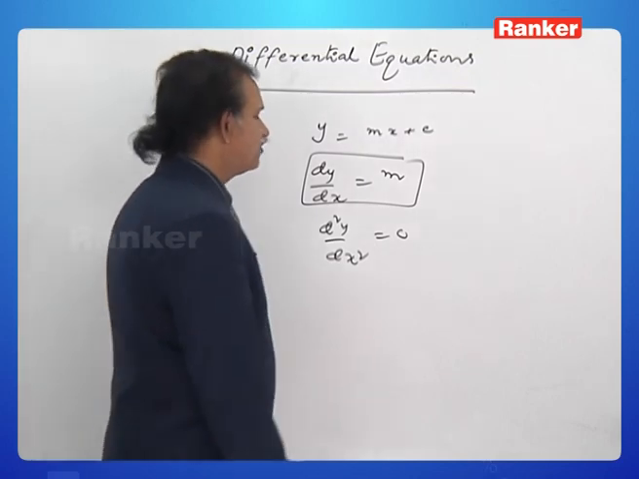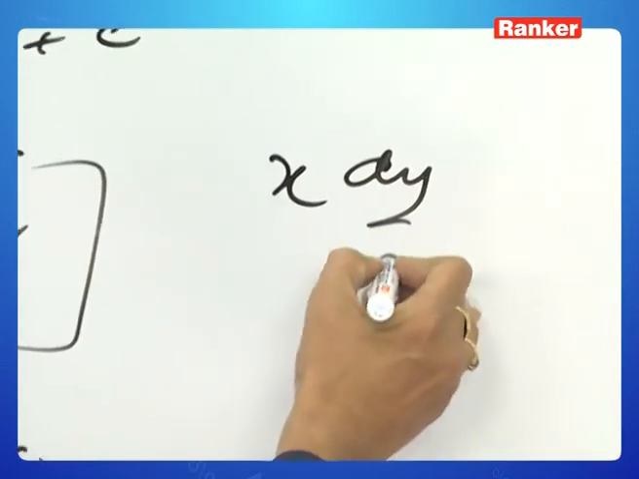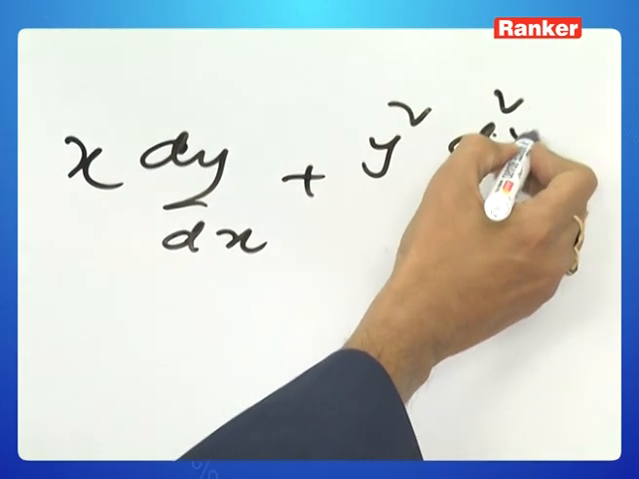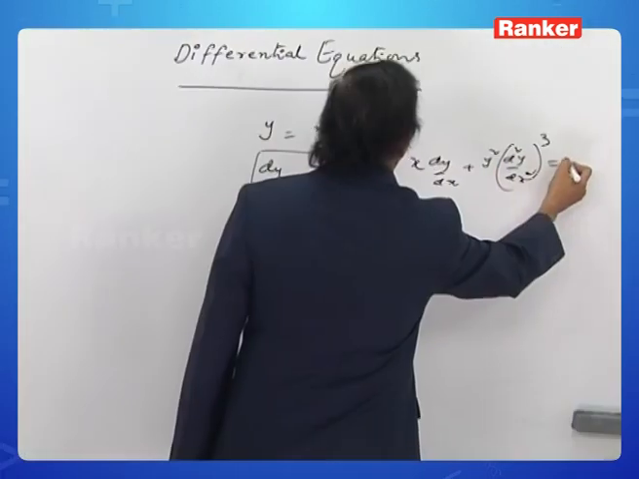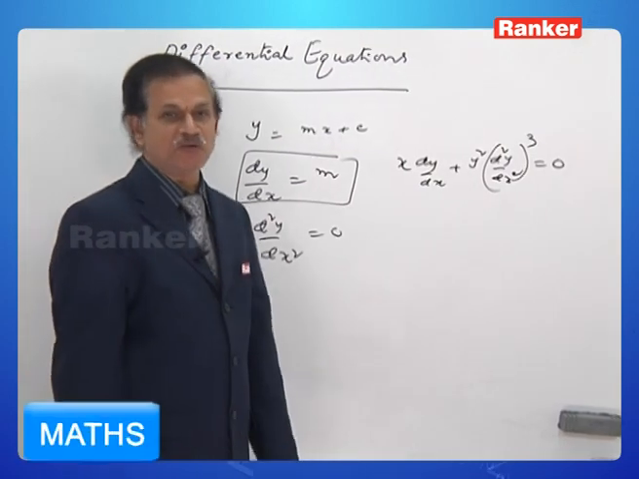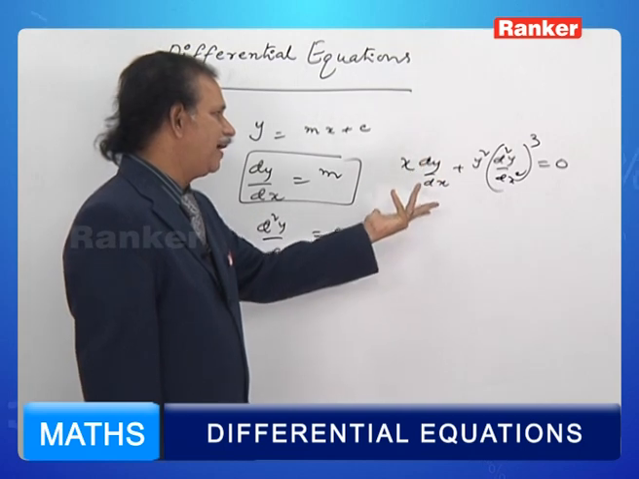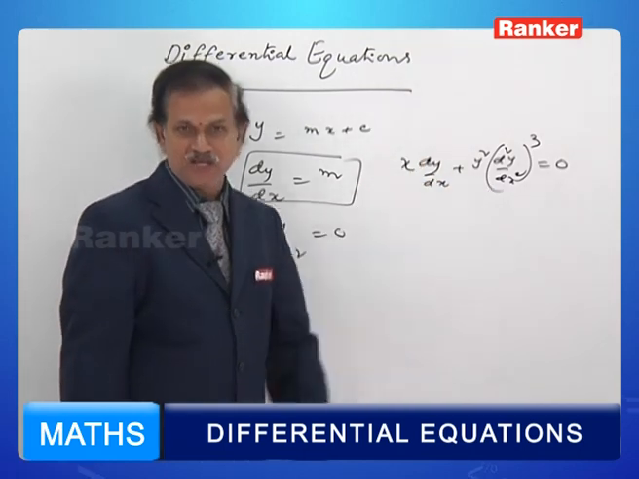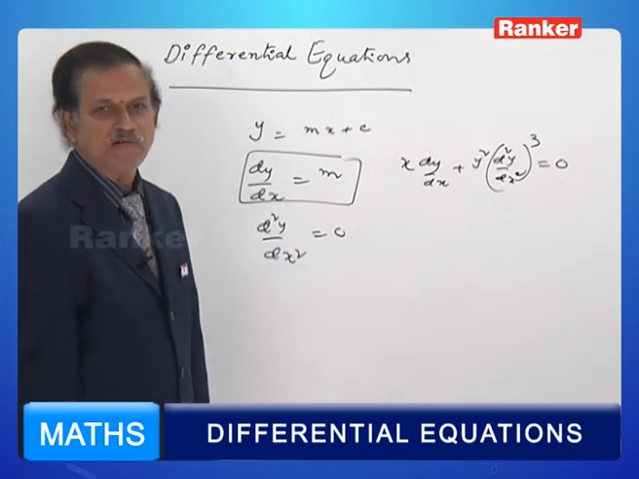Isn't it? Observe one more equation. x dy by dx plus y square into (d square y by dx square) whole cube is equal to 0. That is another equation in which the independent variable x and dependent variable y and differential coefficients, namely dy by dx and second order derivative d square y by dx square, are also involved.